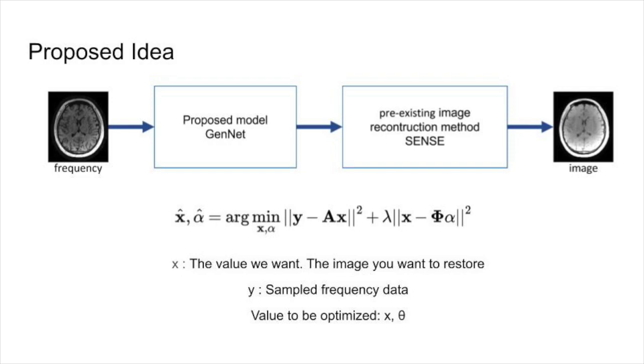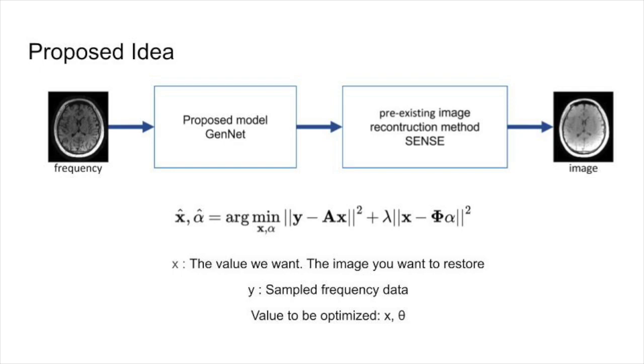Now, let's move on to the formula. First, put noise C as an input of SENSE. The output is the target of the generator. The output image of the generator can be optimized with X. Repeat this process to continue optimizing X and theta. This process allows you to obtain reconstructed images X from the sampled frequency data Y.